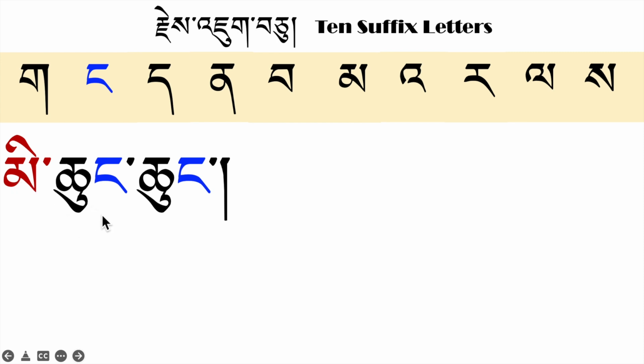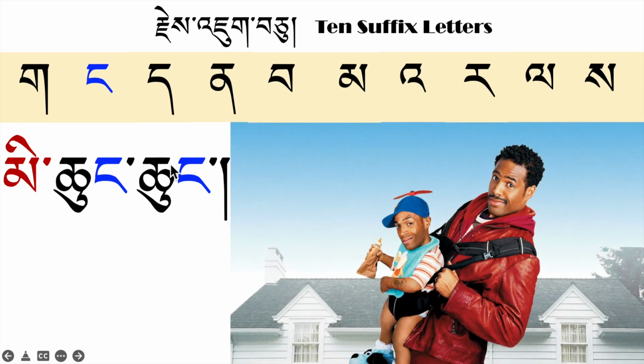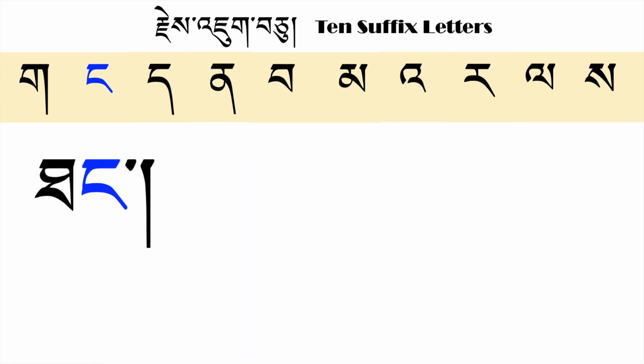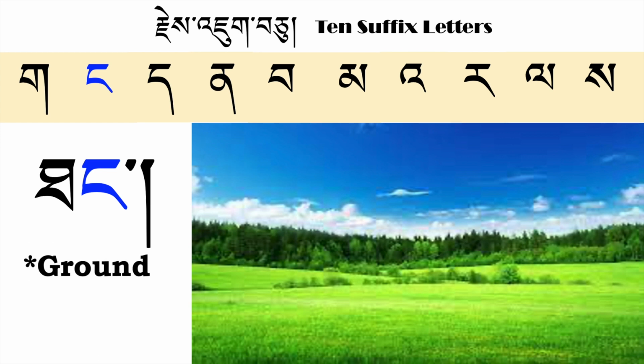Next one, ma kigu mi, cha shabju chu, nga, chung. Mi chung chung means a little man. Next one, ta, nga, tang. Tang means ground and flat land, nice beautiful green grass. It's called tang.